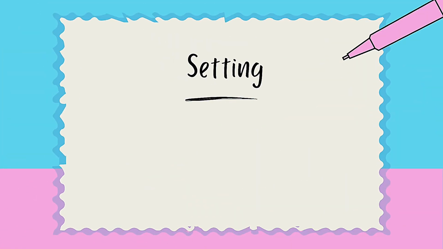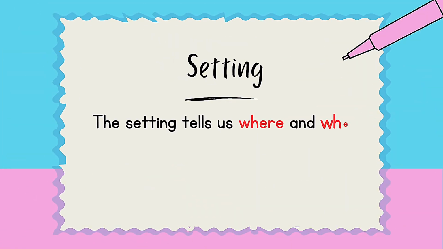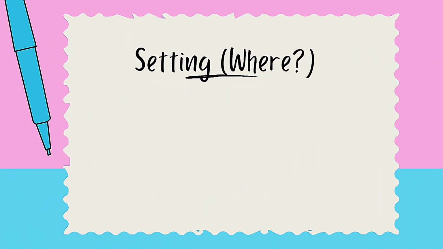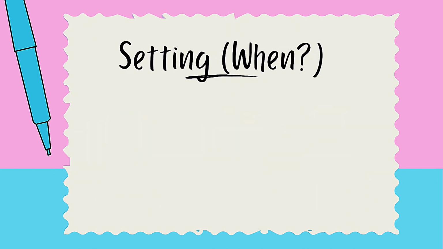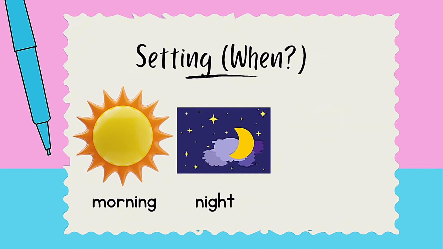Next, we write about the setting. The setting tells us where and when the story takes place. For example, the story might happen in a school, a forest, or a small village. It could take place in the morning, at night, or many years ago.